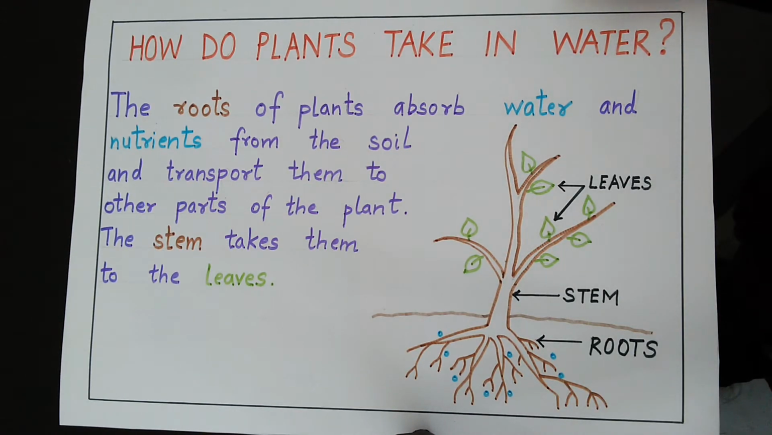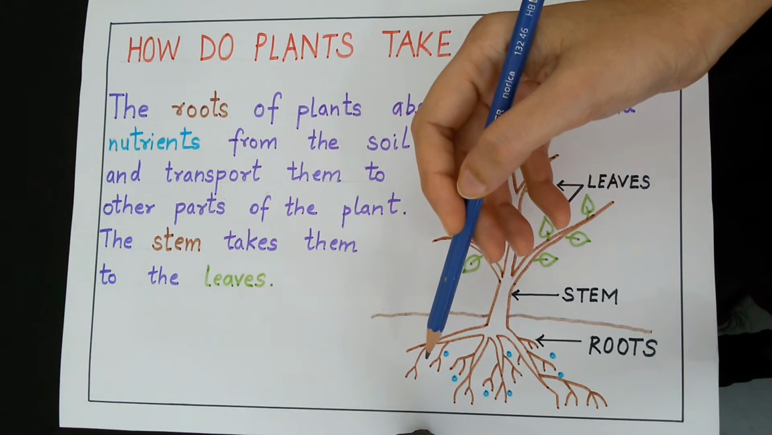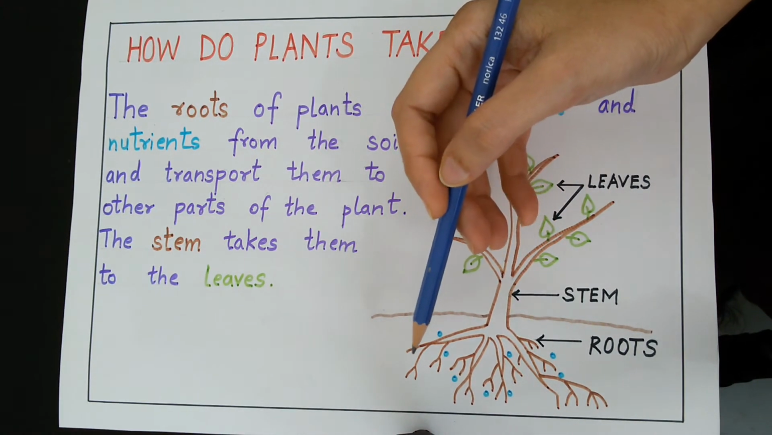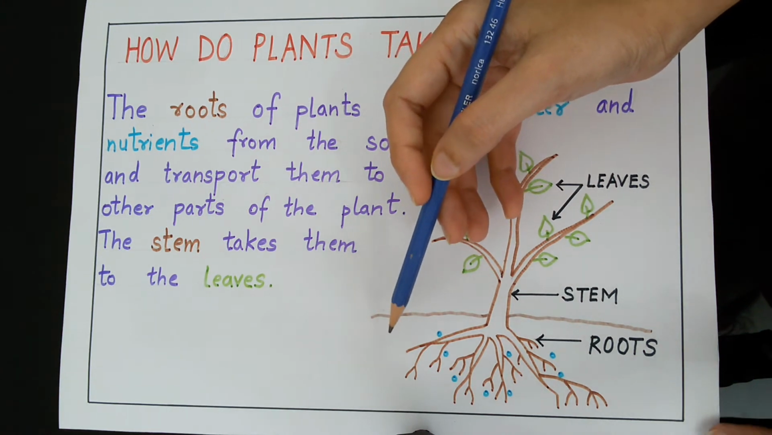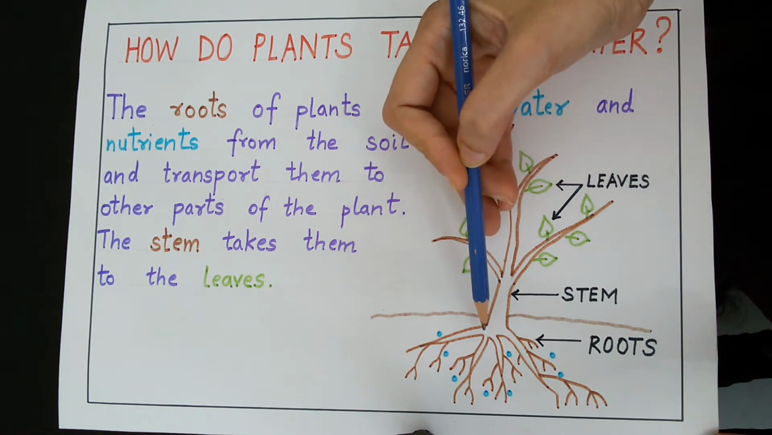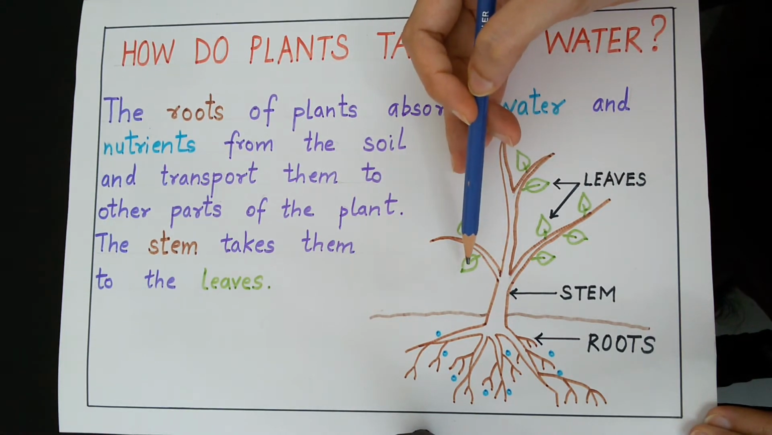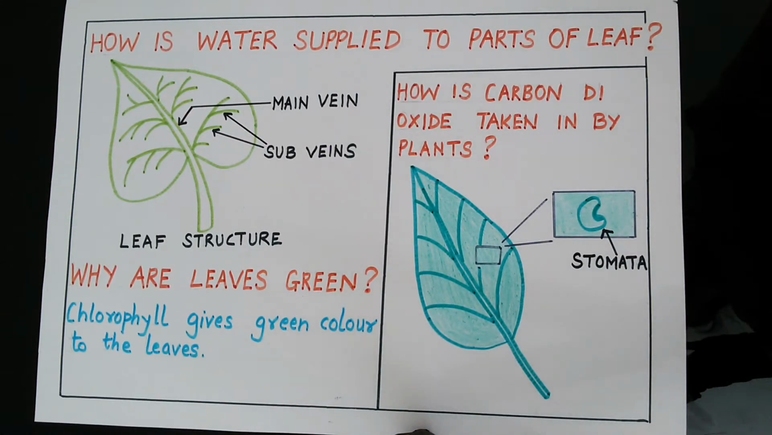Before we learn about photosynthesis in detail, we need to know some basic things. We know that plants need water to prepare their own food. How is water taken in by the plants? The roots of plants absorb water and nutrients from the soil. Nutrients like minerals are present in the soil, so roots absorb water and nutrients from the soil and transport them to other parts of the plant. The stem transports them to the leaves. The stem supplies water and nutrients to the leaf.